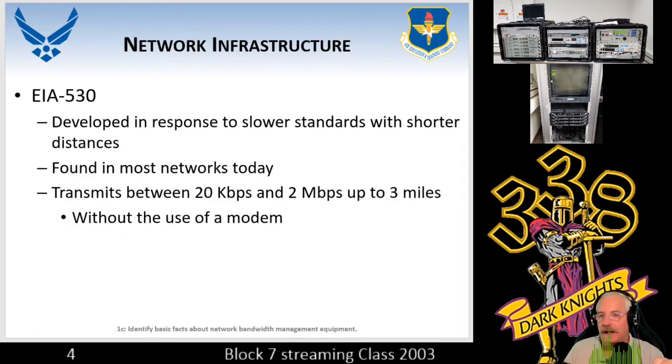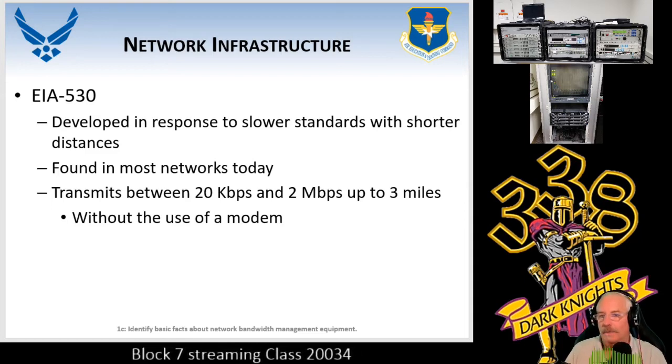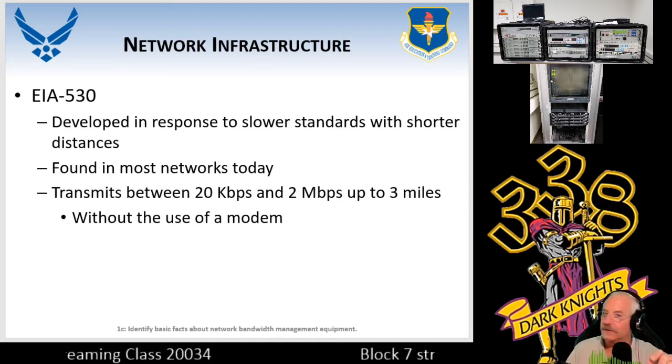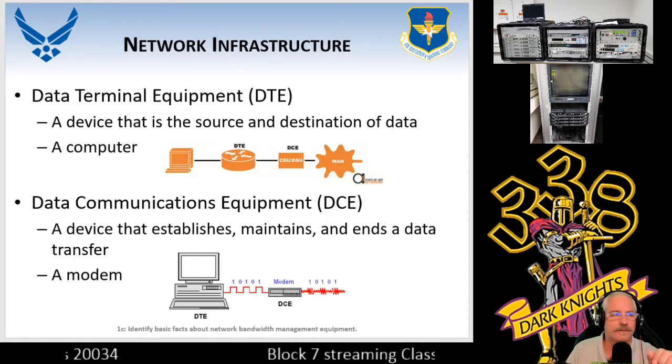Let's go to the EIA 530. Now, this one is to take the place of the EIA 232 Charlie. Why? Because it can go faster. Now, you will be dealing with an EIA 530 on the NSM. You'll see it on the back of the case. It'll say EIA 530. There's also some others in there like 613, I think, but there's a couple others.